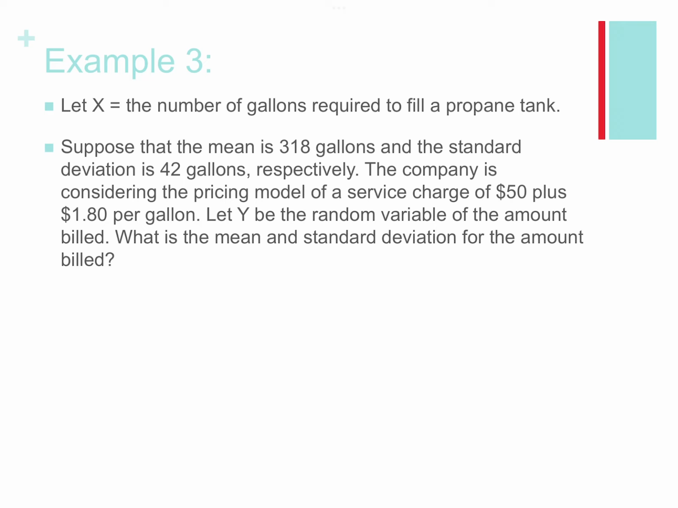X is going to be the number of gallons to fill a propane tank. We're going to say that the mean is 318. Standard deviation is 42. The company is considering the pricing model of a service charge of $50 plus $1.80 per gallon. So our new random variable is going to be y, and it's going to be the amount billed. So the first thing that you should do is write what is your linear transformation.